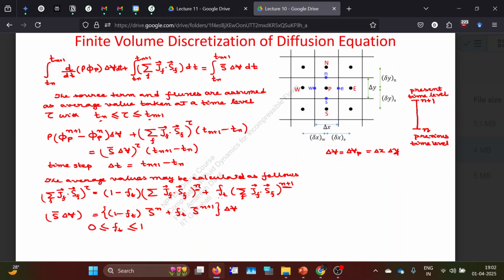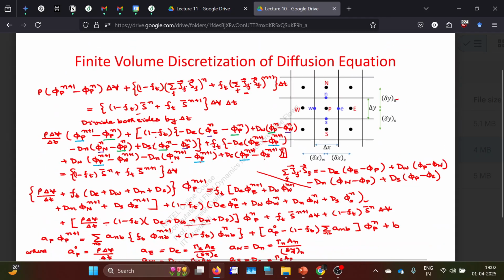Here, this F, we are giving weightage to the n time level and n plus 1 time level data. But my question is, how do we calculate this F? F is up to you. F is something that you decide.